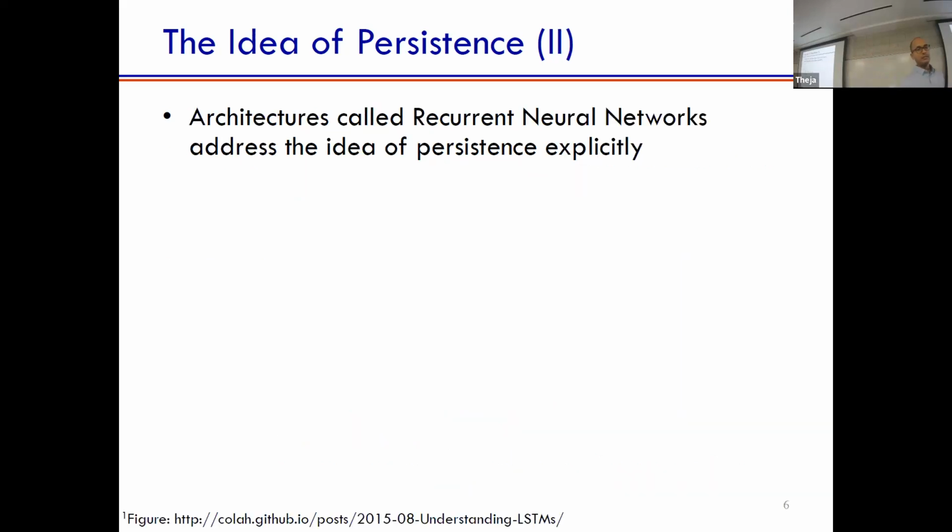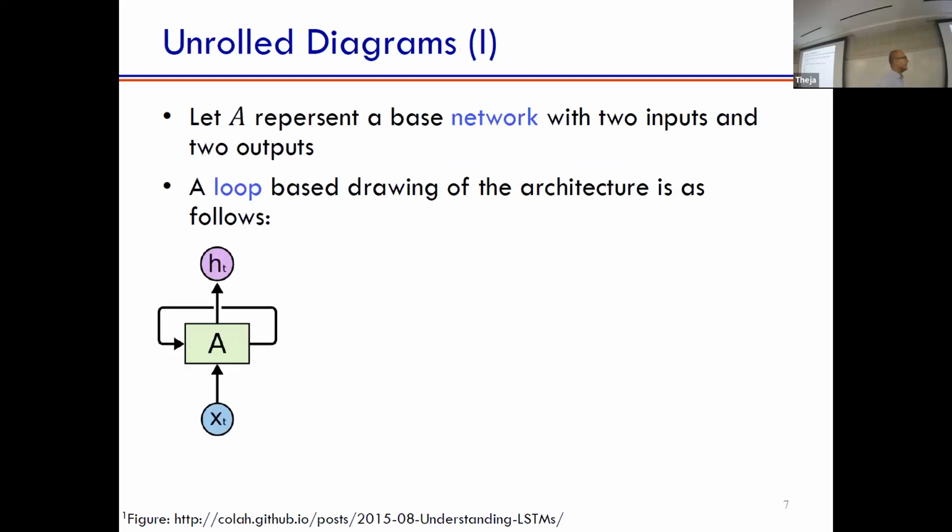Okay, so recurrent neural networks are capturing this idea of persistence explicitly. So the way they are represented is actually using a box, a block, or a computational box that is reused again and again. So that's why the word recurrent. So let's say this box A or block A represents some computation, a base network. A base network just means a fixed computation, some fixed input, fixed output computation. It's just that if this network has two inputs and two outputs, then you can see that you can actually reapply it again and again and again. Okay?